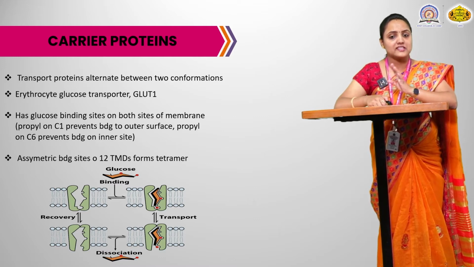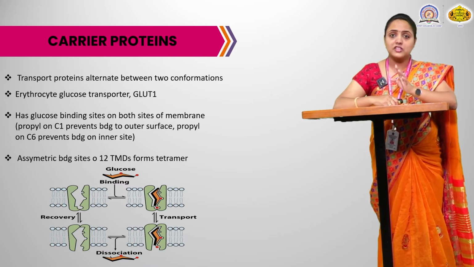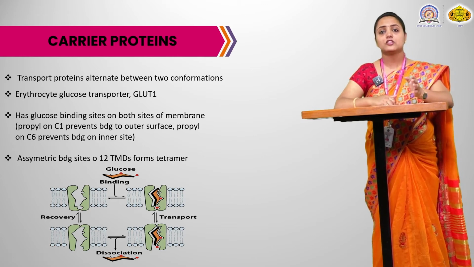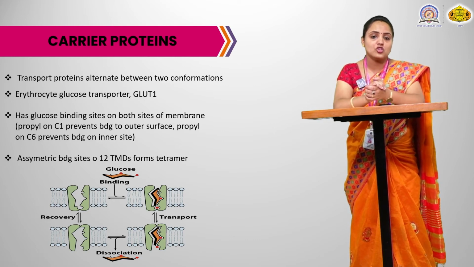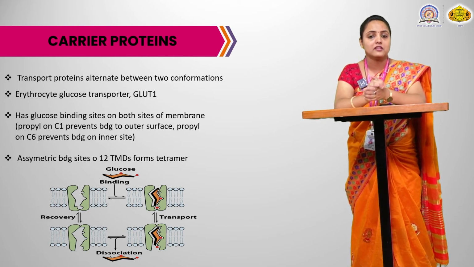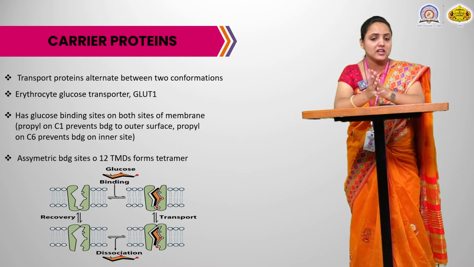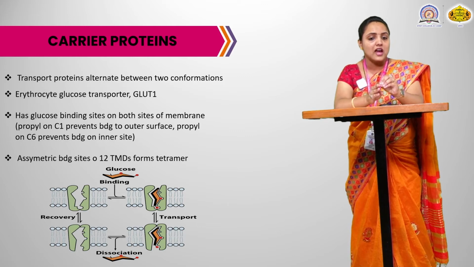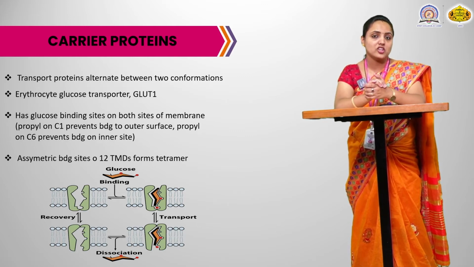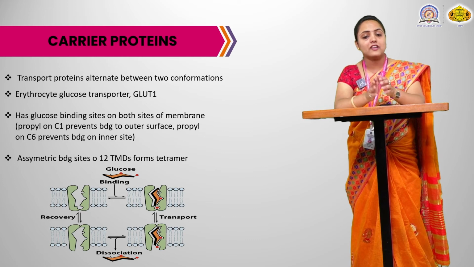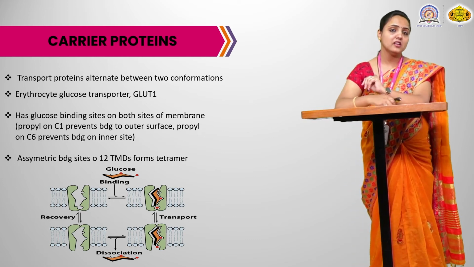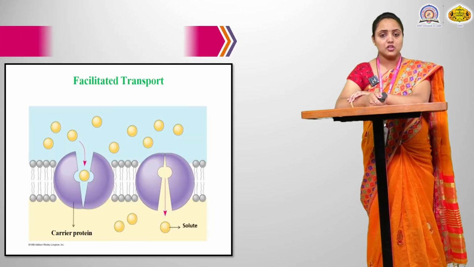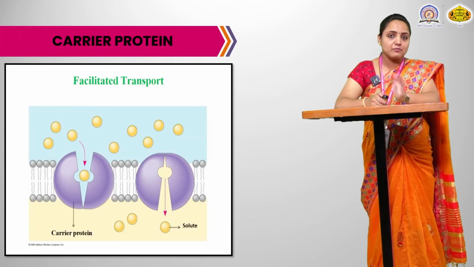Erythrocyte glucose transporter, for example GLUT1, is present on the RBCs, and it is transporting glucose into the RBC. It has glucose binding sites on both sides of the membrane, and it is a tetramer in form. You can see in the diagram that a glucose is attaching, and then there is a conformation change of the GLUT transporter. When the GLUT transporter is empty, again the conformation changes, and it can bind to another glucose molecule.